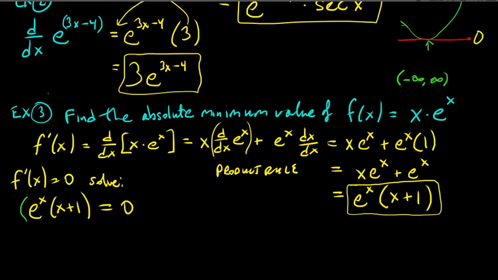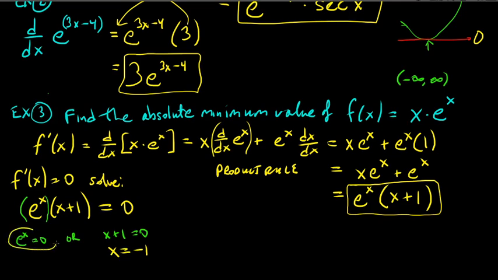After all, there are two factors, right? So there are two possibilities. You get either that e to the x equals 0, or you get that x plus 1 equals 0. Well, this you can do in your sleep. This is just x equals -1. So that's one solution, x equals -1.